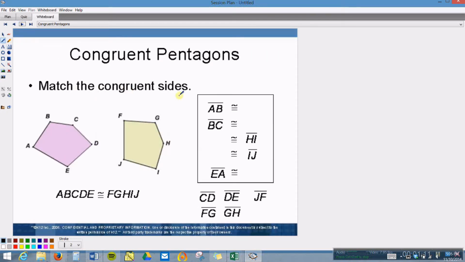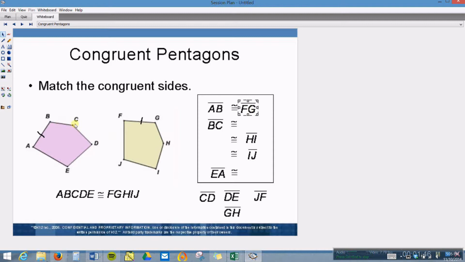So match the congruent sides. If I tell you that these two polygons are congruent, so polygon ABCDE is congruent to FGHIJ, then AB is congruent to which one? Well, it's the shorter leg next to the super long leg that's straight. So it's going to be congruent to FG. You just have to figure out which part is the corresponding part.